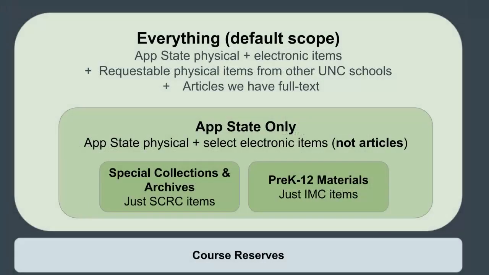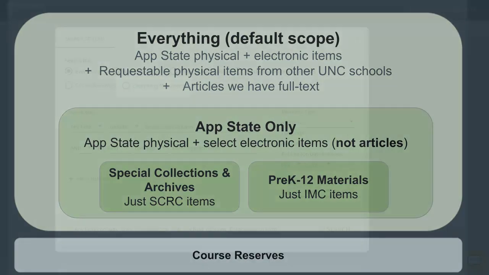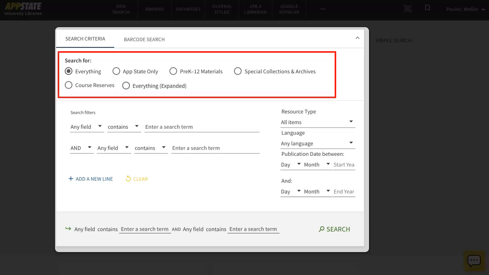This scope, Everything, will search App State physical items, electronic items, requestable physical items from other UNC schools, and articles available in full text. The other scopes include App State only, pre-K-12 materials, special collection and archives, course reserves, and an Everything expanded feature that lets you search libraries worldwide.